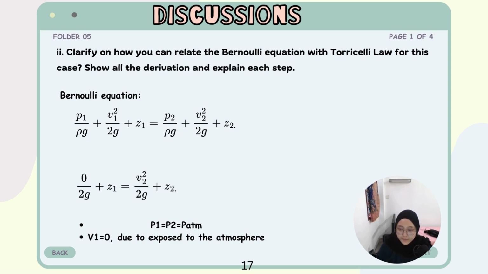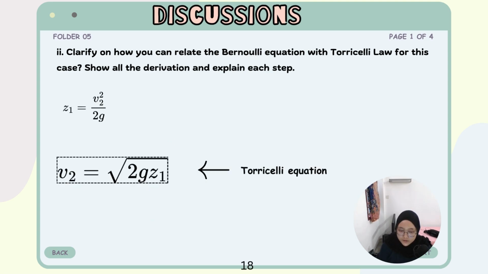Basically, from the Bernoulli equation, we can cancel out P1 and P2 because P1 is equal to P2, which also equals atmospheric pressure. And V1 will equal 0 because it is open to the atmosphere. Therefore, there will be no velocity. After that, we can simplify the equation so that Z1 equals V2 squared over 2g. After we rearrange to get the velocity, we get V2 equal to the square root of 2gZ1, which is the Torricelli equation.